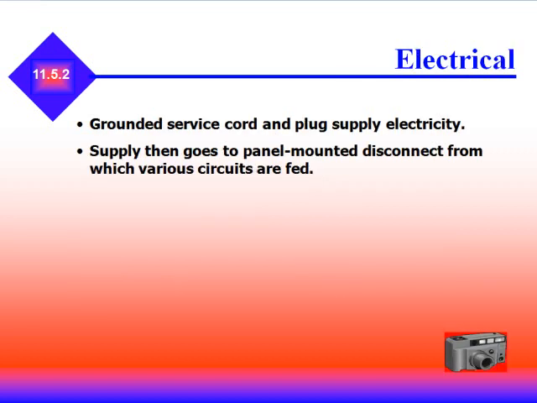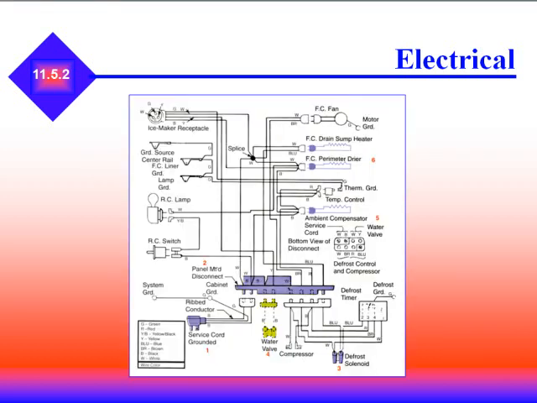The electrical is supplied by a grounded service cord and plug, then goes to a panel mounted disconnect from which the various circuits are fed. And if you take a look at this diagram, you'll see that there's a number of other circuits. You have ice makers, fans, sump pumps, perimeter dryers, lamps, and lamp switches. So it's a pretty complex circuit.